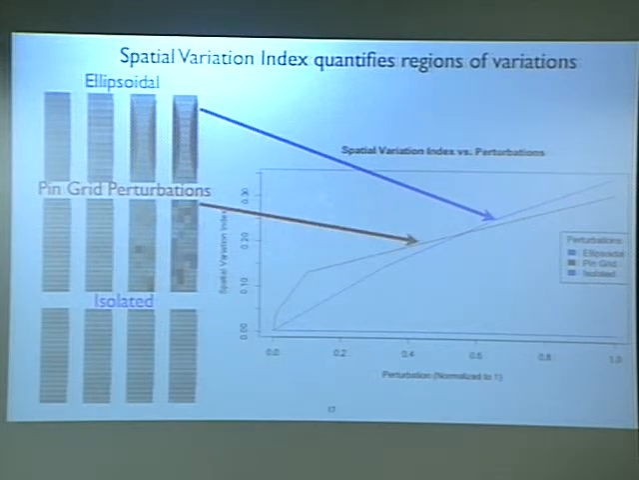The same thing for these pin grids. As the pin grid perturbations increase, the spatial variation index increases along with it. But on the isolated one, as the isolated variations increase, the spatial variation index does not. So this is achieving, at an onset, what I was hoping for, something that captures that variation.